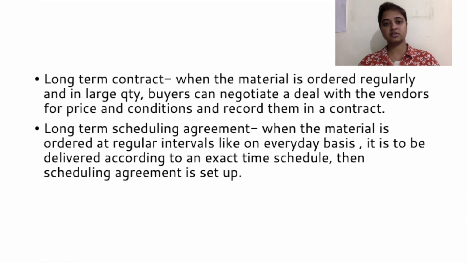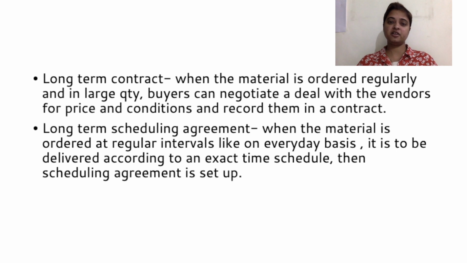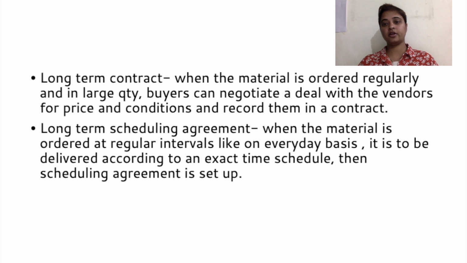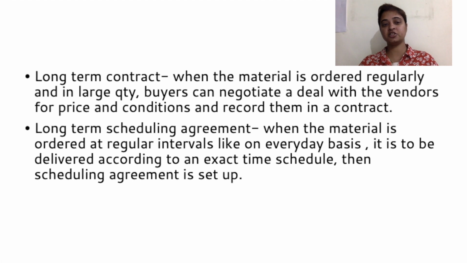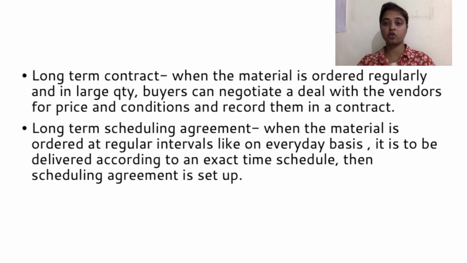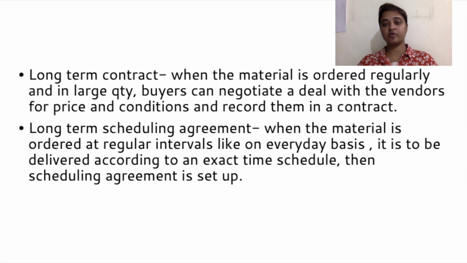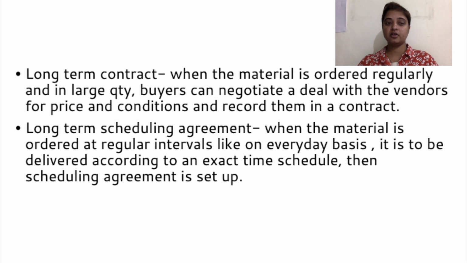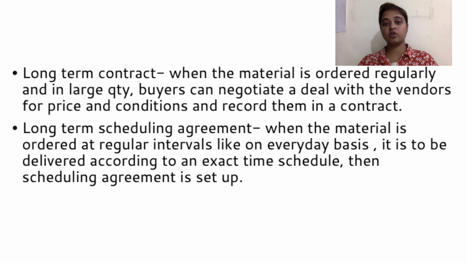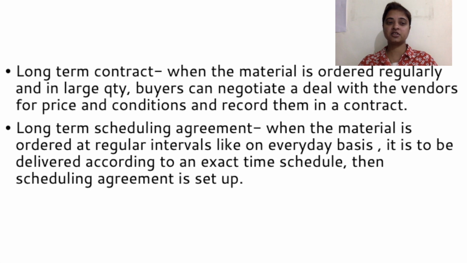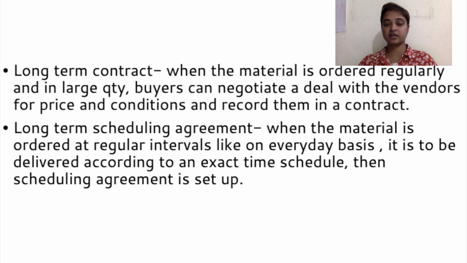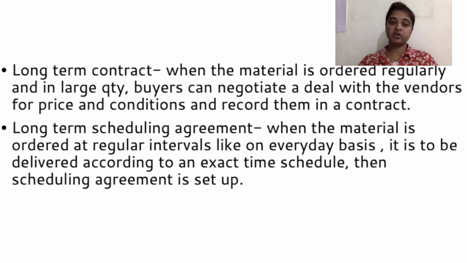A long-term contract, as discussed previously, is used when the material is ordered regularly and in large quantity. The buyers can negotiate a deal with the vendor for price and conditions and record them in the form of a contract. There is another type of long-term agreement, the scheduling agreement, when the material is ordered at regular intervals, like on an everyday basis. It is to be delivered according to an exact time schedule. Then a scheduling agreement is set up.